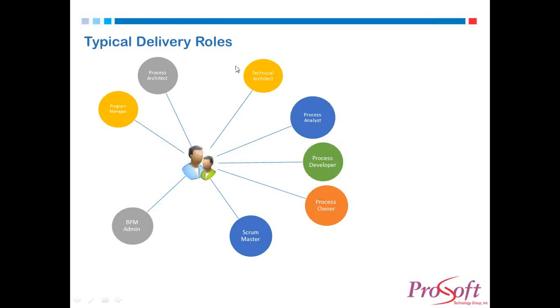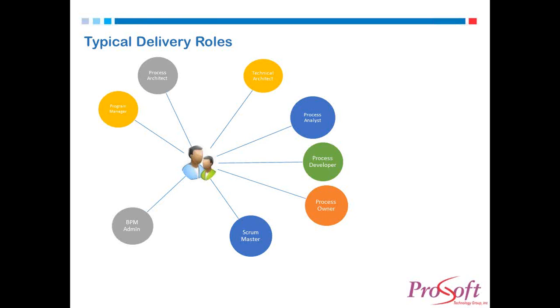But in most cases, you would need something more. You would need some more roles. You would need a technical architect, because most business processes are cross-functional, and they deal with a multiple number of back-end applications. So you would need a technical architect. A process architect is just a roll-up role to the process analyst.